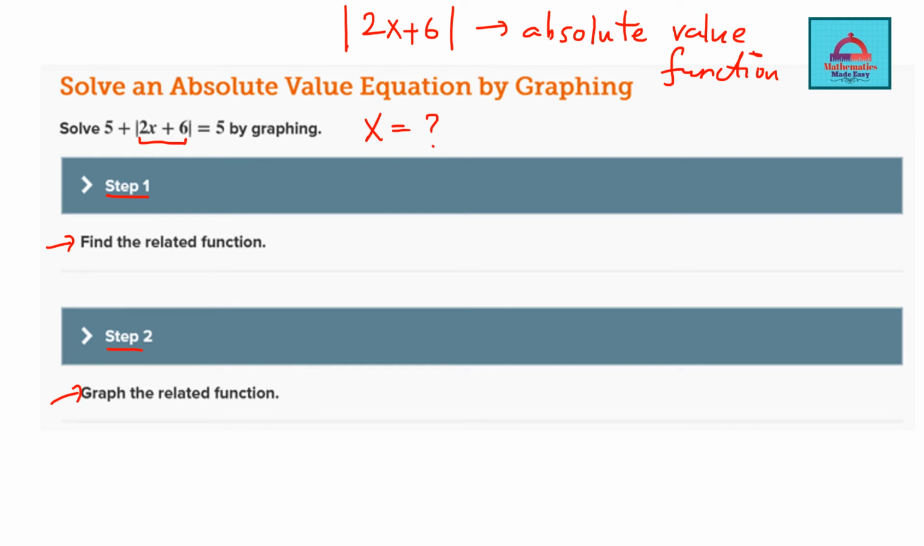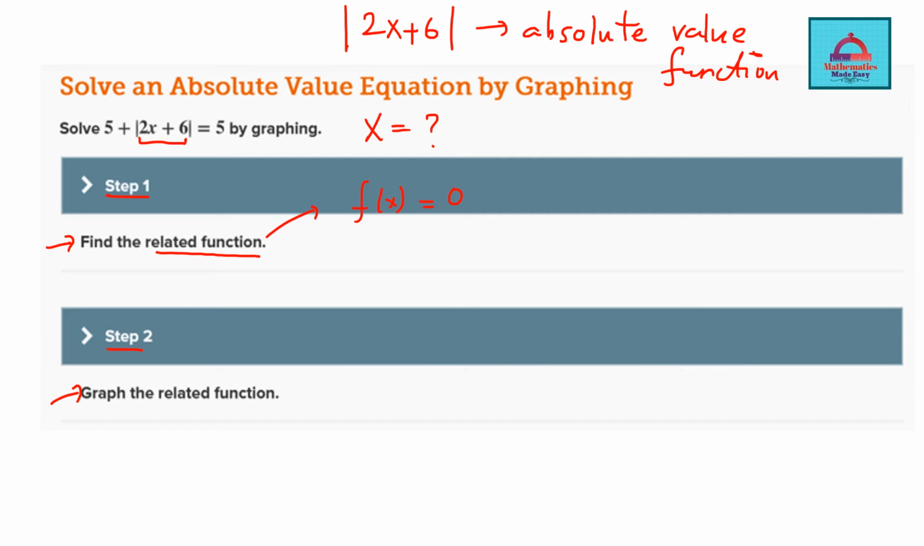Looking at your related function, you will decide what the roots are. Now let me talk a little bit about related functions. I'm going to repeat and revise this for those who do not remember its meaning. A related function, always remember, has one side equal to 0. So on the right, whatever function you have, it has to be 0. Here you have an absolute value function, but on the right you don't have a 0, you have 5.